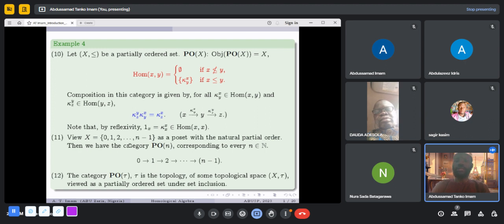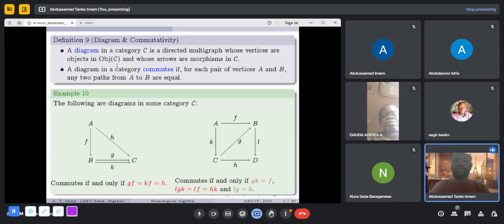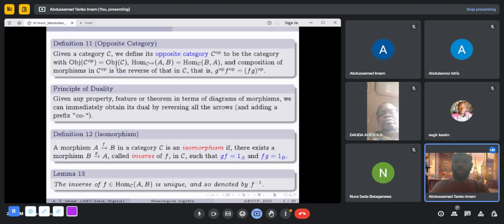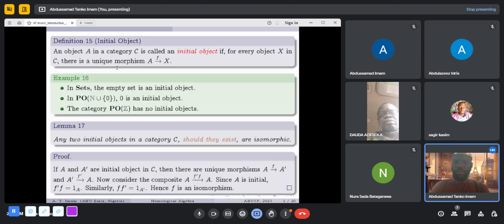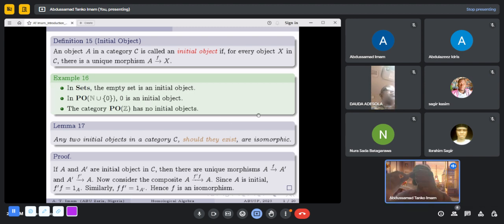But then there are categories like this one, which doesn't have an initial or terminal object. So you may not necessarily have an initial object in a category. But we have a small lemma: any two initial objects in a category, if they exist, are isomorphic. So you cannot have two non-isomorphic initial objects. They must be the same up to isomorphism. And this is the proof.